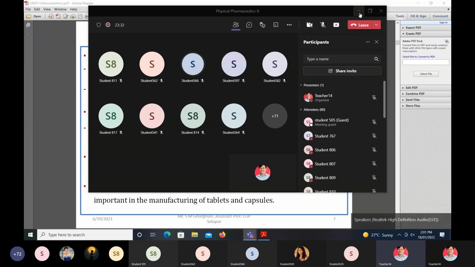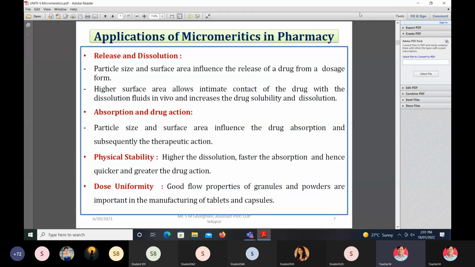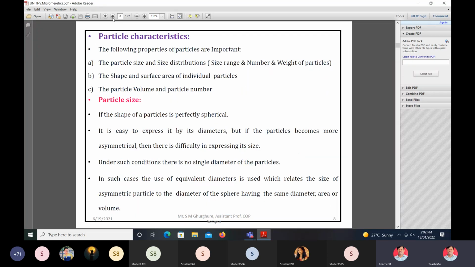Okay. Then the size also plays an important role in dose uniformity of the drug molecule. The uniformity of the dose also depends on the size range of the particles. Good flow properties of the granules and powders are important in the manufacturing of tablets and capsule dosage forms. These are the different applications of particle size or micromeritics in the field of pharmacy.